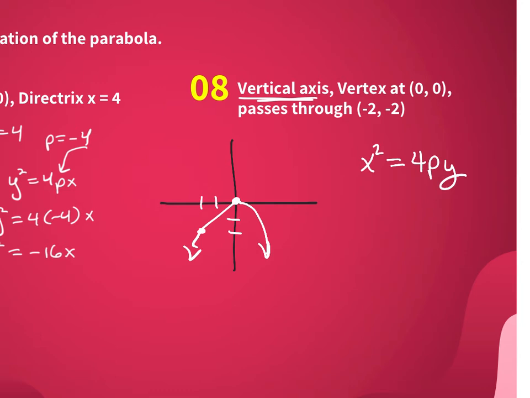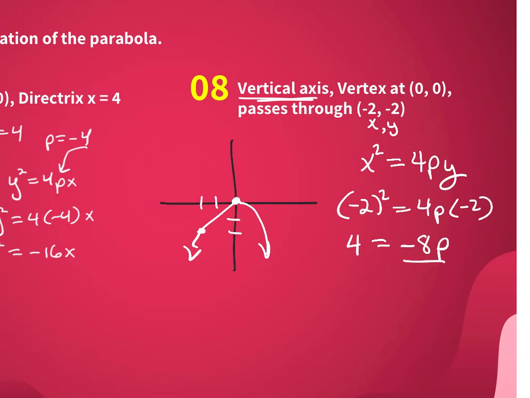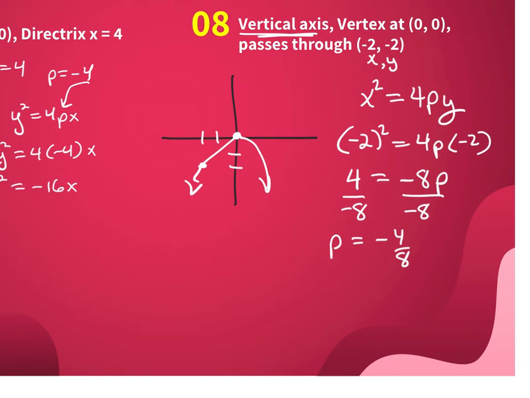I need to do some extra work here because I have an x and a y. I don't have a p-value yet. So -2 squared equals 4p times -2. -2 squared is 4. 4 times -2 is -8. And now I divide by -8. P is equal to -4/8, which simplifies to -1/2.